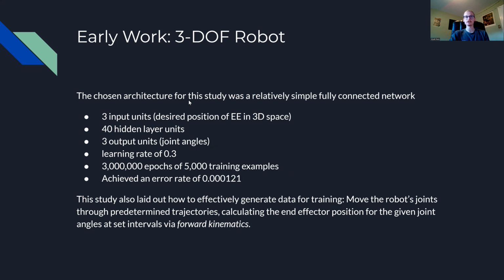The architecture was relatively simple here. It used 3 input units representing the position of the end effector, had 1 hidden layer, and 3 output units that represented the joint angles. The study also laid out how to generate training data by moving the robot's joints through predetermined trajectories and calculating the end effector position at given intervals.